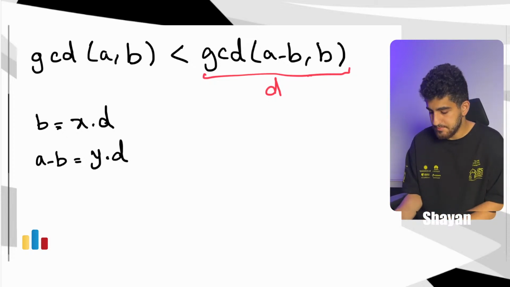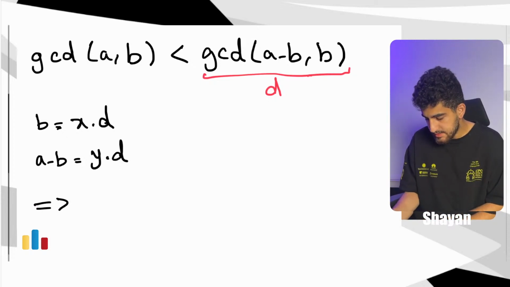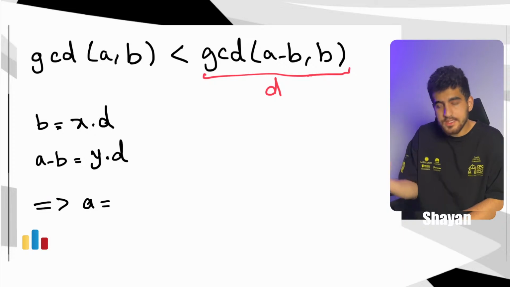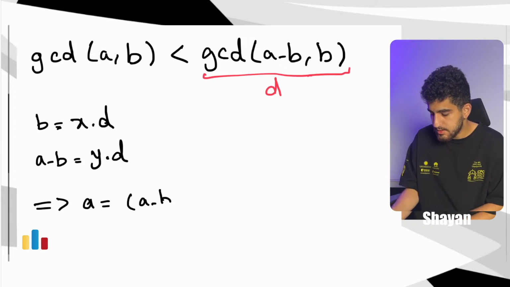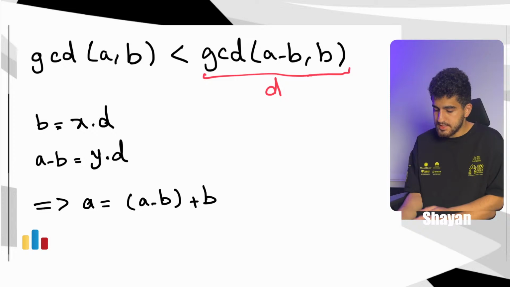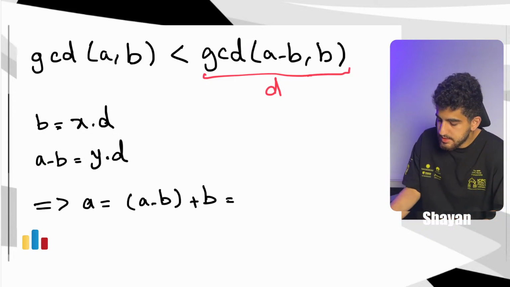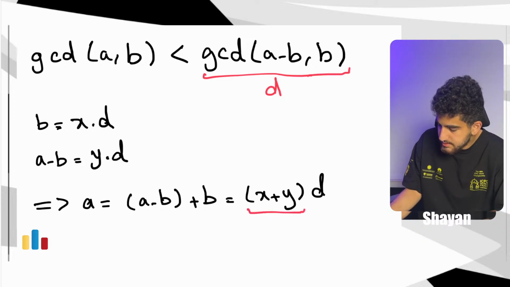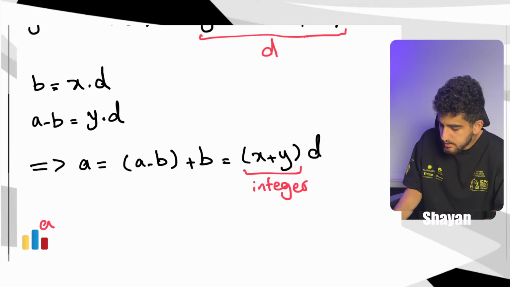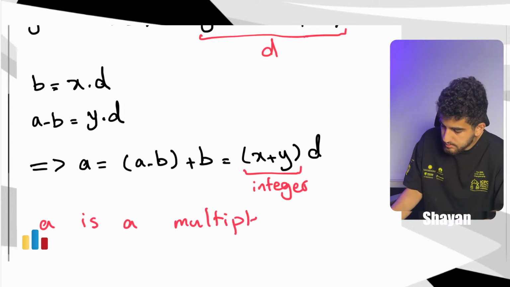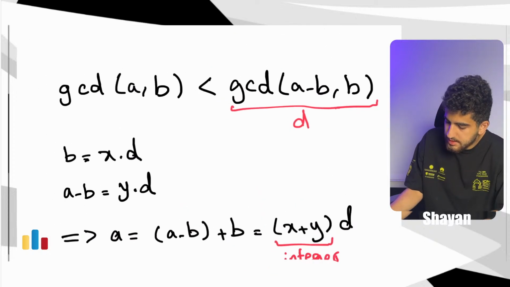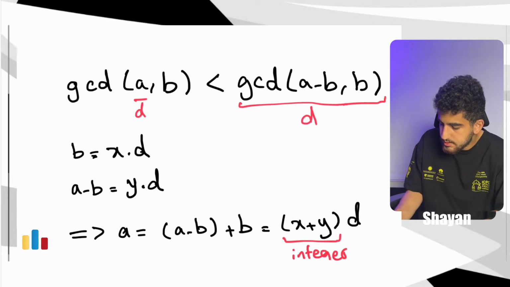Some integer times D. Now I can say that A is equal to A minus B plus B. The sum of these two values is equal to A. So I can say that it is equal to X plus Y times D. X plus Y is an integer, so it means that A is a multiple of D. So here, A is a multiple of D, B is also a multiple of D.